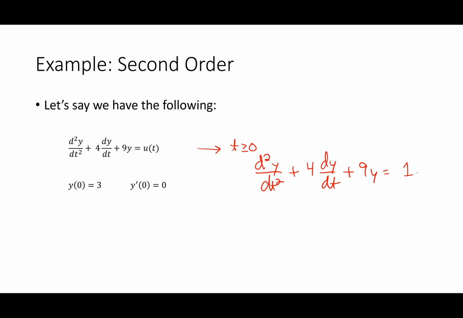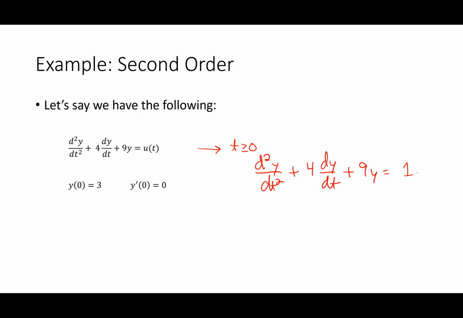And I've got my initial conditions. y of 0 is equal to 3. y prime of 0 is equal to 0. All right. So what's my first step in this whole thing? What's step 1 for me? Find the transient. All right.